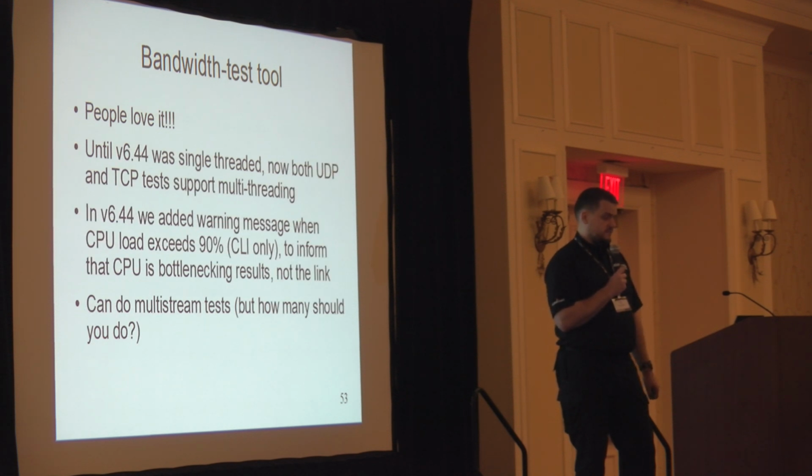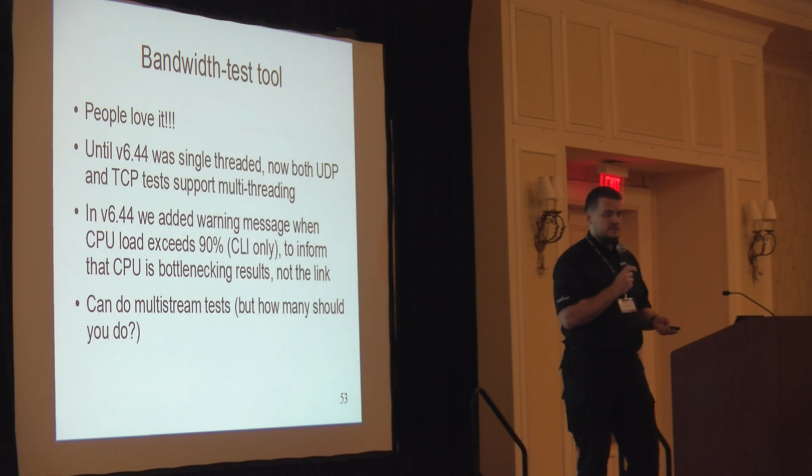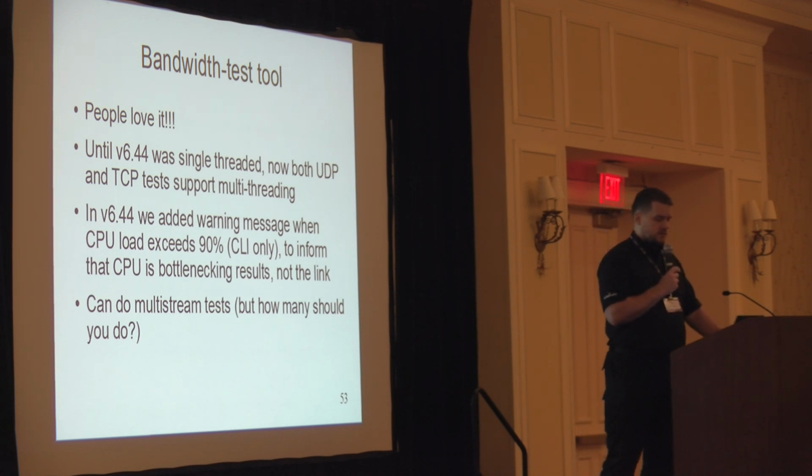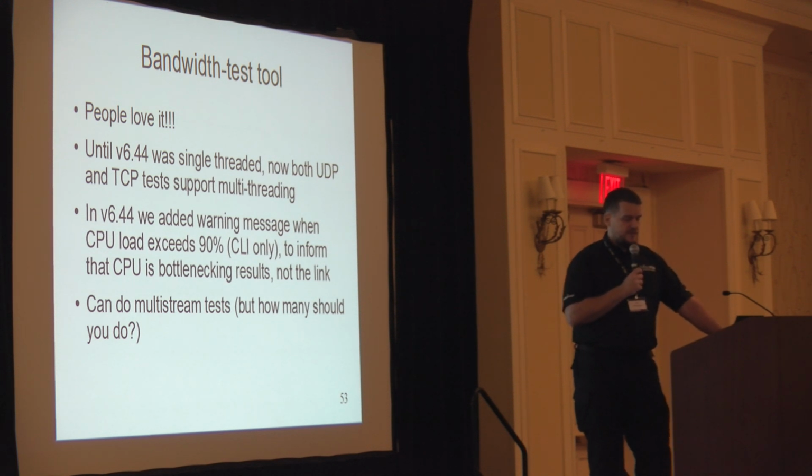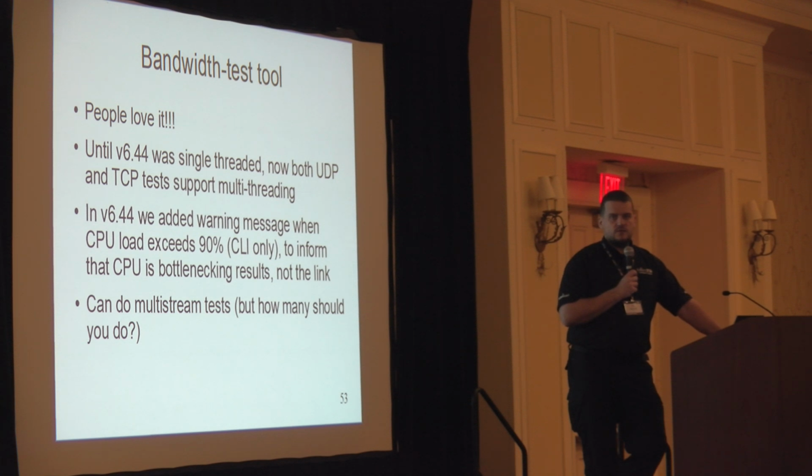And then there is another tool. First of all, bandwidth test, everyone loves it. Until version 6.44, it was single-threaded. And now both UDP and TCP tests support multi-threading. We also added a warning message that informs you that the CPU exceeds 90%, to inform you that your link is not the bottleneck, but the CPU that generates or receives the traffic is the bottleneck.